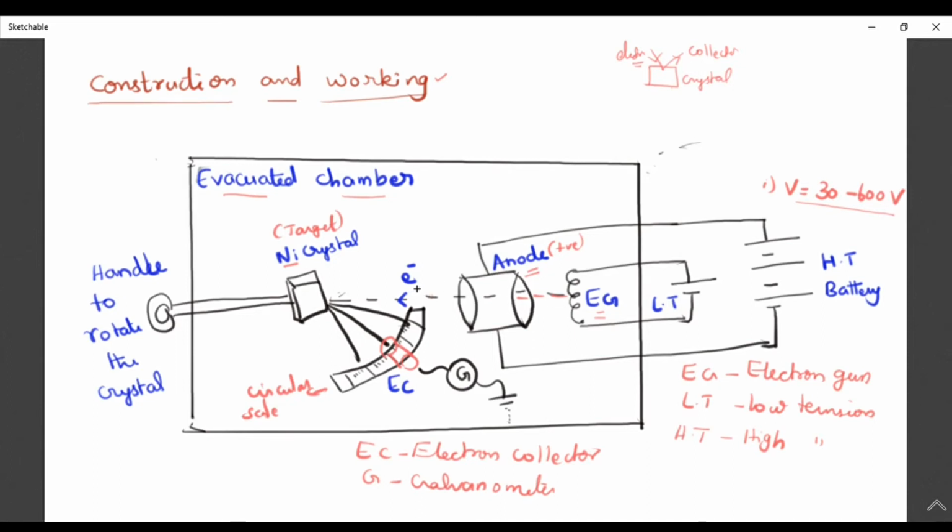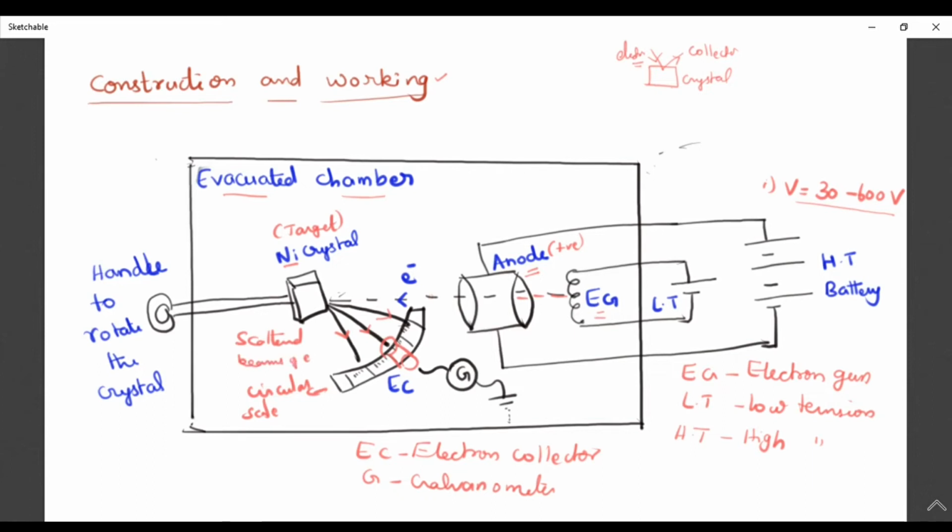It is fast moving now, and it hits the target here, the nickel crystal. The nickel crystal is connected with one handle, so that we can rotate the crystal, which is parallel to the axis of the incident beam of electrons. This is the handle given for that. Once the electrons hit the target, they will immediately be reflected. That means they will be scattered. These are the scattered beams of electrons.